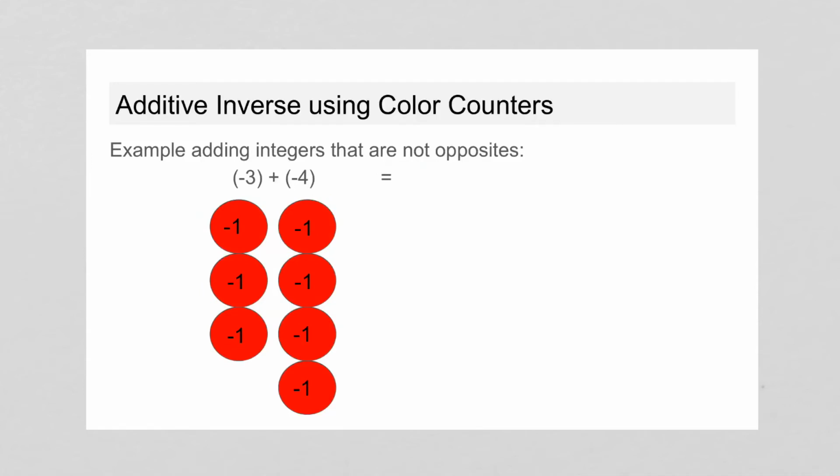Okay, what about if they're the same? They're all negatives. There are no 0 pairs there. If there's nothing that we can add up to 0, let's just combine them and see how many we have. This gives us negative 1, 2, 3, 4, 5, 6, 7. Negative 7. They're all negatives, so we count them all together. There's nothing that will add up to 0 to get rid of them. So we know that negative 3 plus a negative 4 equals negative 7.